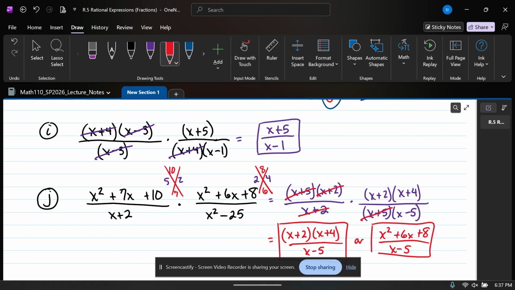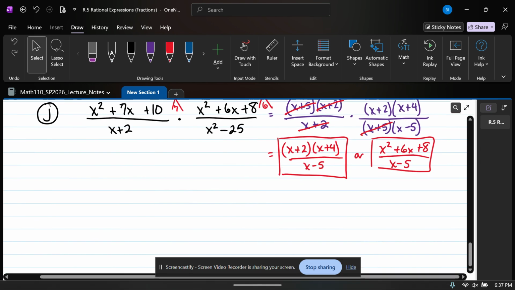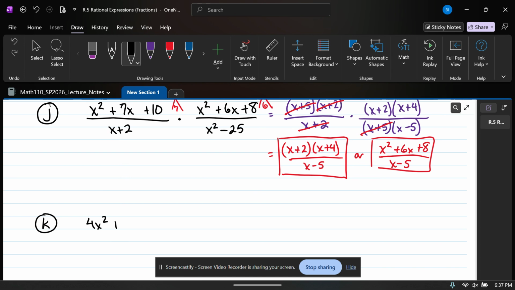All right. Do another. 4x squared plus 3x minus 10 over 2x squared plus 3x minus 2, times 2x minus 1 over x plus 4. I'll be nice and not make you factor the second fraction.